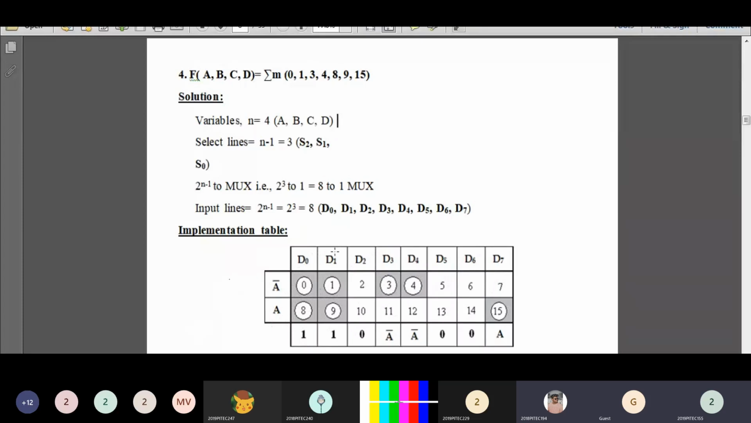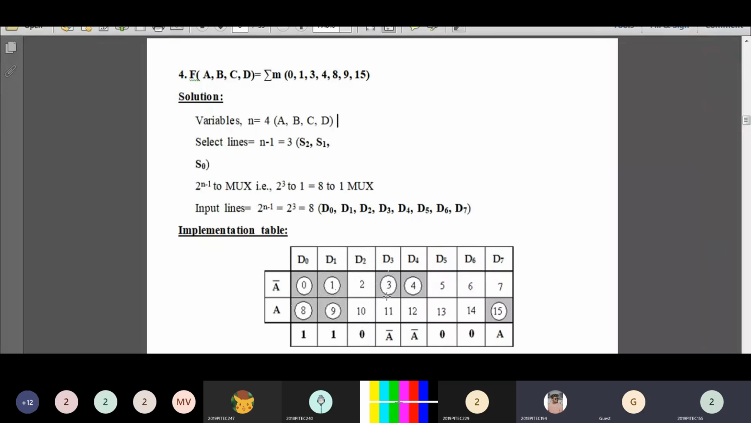Look at the second column, that is D1. The minterms 1 and 9 are there. Both the minterms are circled, so you have to put 1 here. Next, look at the third column, that is D2. In this, both the minterms are not circled, so you have to put 0. Look at the D3 column.